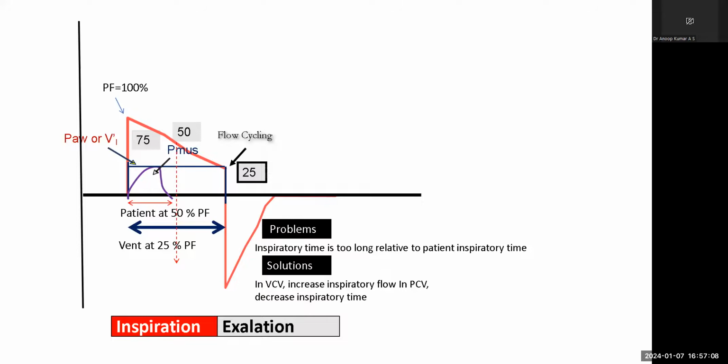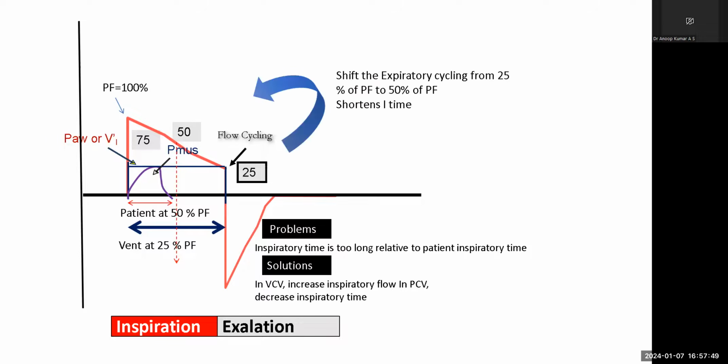So here we have an inspiration and an expiration. I've already told, this is the initial part. Then this is the P must, I'm not going into that. This is regarding the flow cycling. So here it is 75%, 50%, 25%. So at 25% of the peak flow, it is going into expiration. So the problem is that the inspiratory time is too long relative to the patient's inspiratory time. The solution is, in VCV increase the inspiratory flow, in PCV decrease the inspiratory time. So these are the two things we can do in both modes.